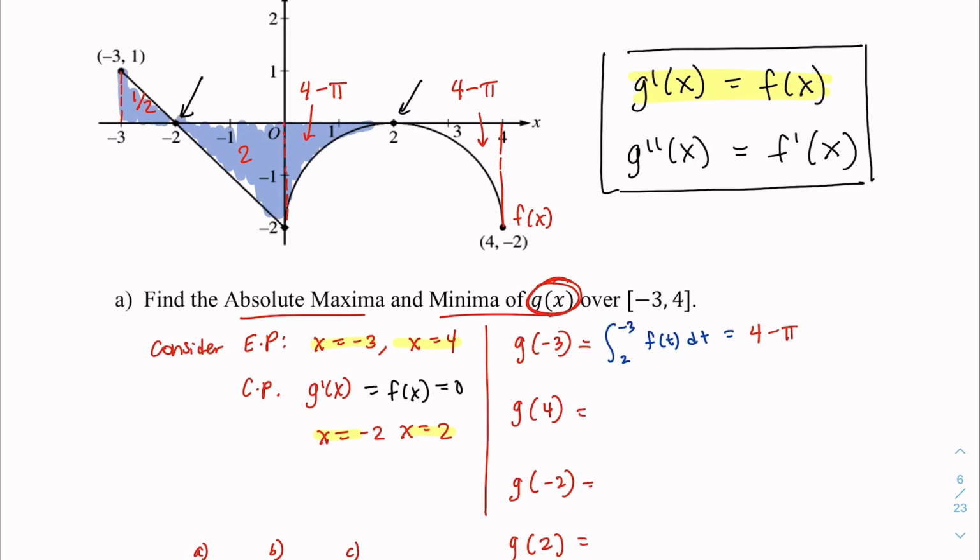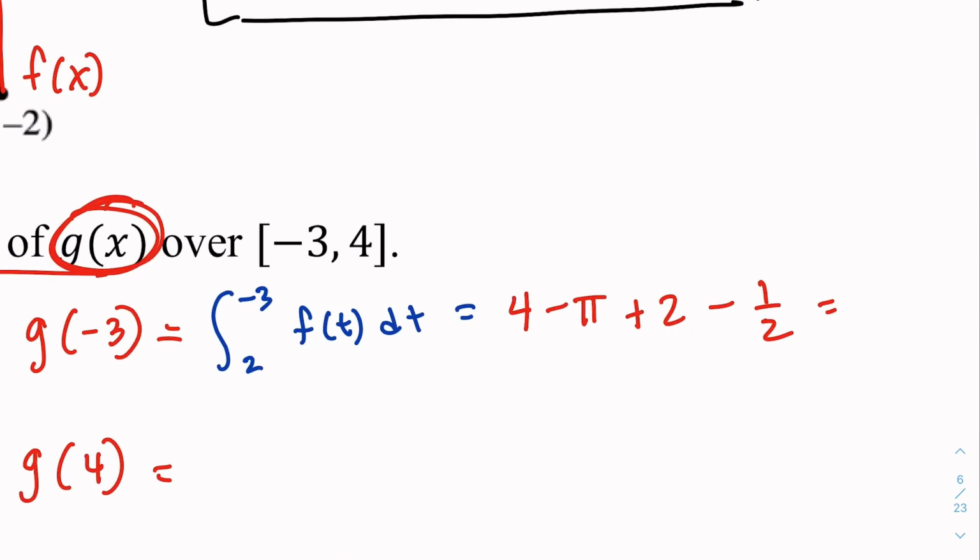And since I'm going backwards, that's going to be a positive 4 minus pi. I'll add the 2 and then subtract 1/2. Simplifying, 4 plus 2 is 6 minus 1/2, that's 5.5, which is 11 over 2 minus pi.